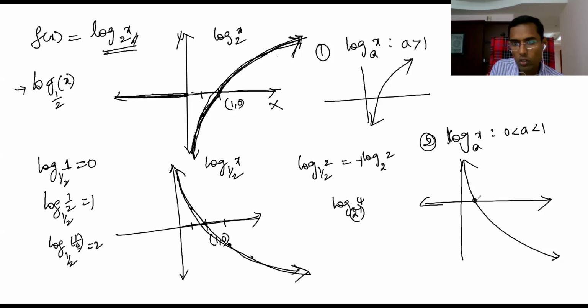But anyhow, it will be 0 at 1. Here also 0 at 1, here also 0 at 1. So it will be like this. So that is about the logarithmic function. And the properties of logarithms I already discussed. Many properties of logarithms I already discussed.